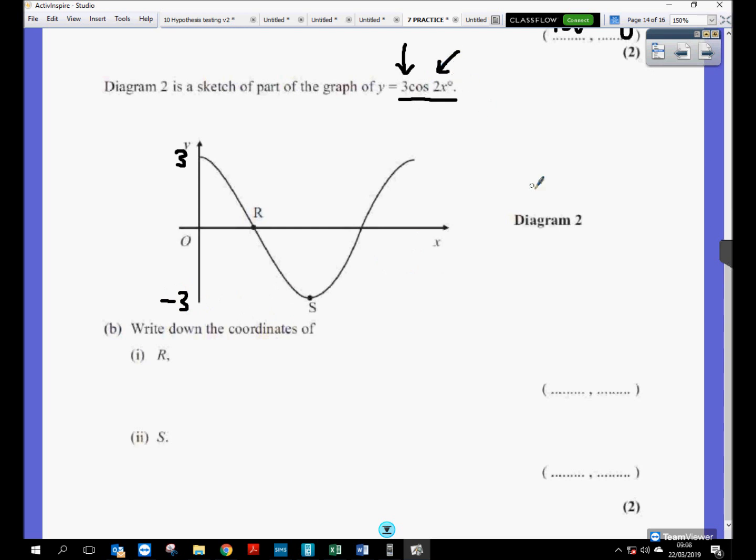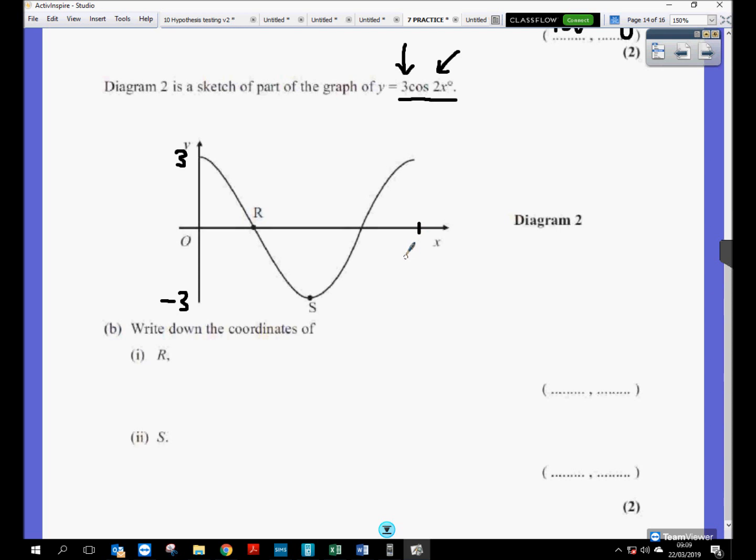Also, there is a stretch in the x direction as well. When you see 2x, it's been stretched by a scale factor of 1/2, which means you get an entire cos graph like this in half the space. So the normal cos graph goes from 0 to 360 on the x-axis, but this one will go in half the space, so 0 to 180. Or another way of describing that is you get 2 curves in the space of 1, so you would get 2 cos graphs between 0 and 360.